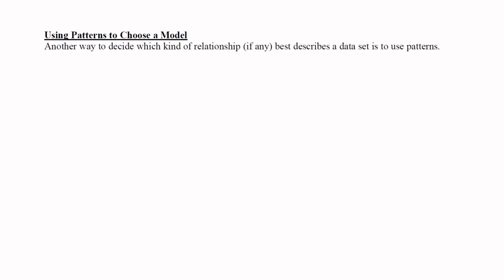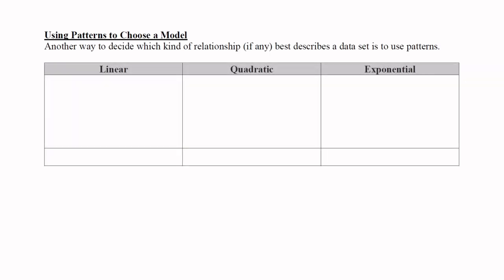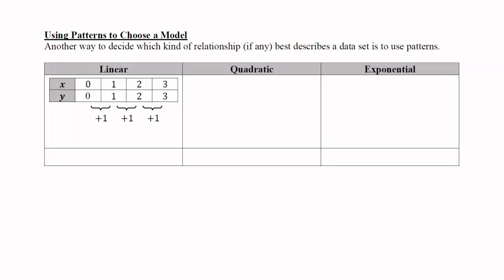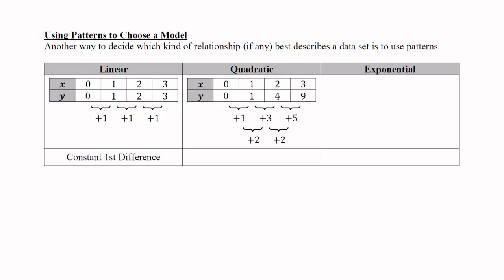Another way to decide which kind of relationship, if any, best describes a data set is to use patterns. So if we take a look at a linear set of data in a table, we look at our y values, and we see that you can add 1 each time in this table, so we have a constant first difference. In a quadratic, you're going to be looking at the second differences, and if that's constant, it's quadratic.